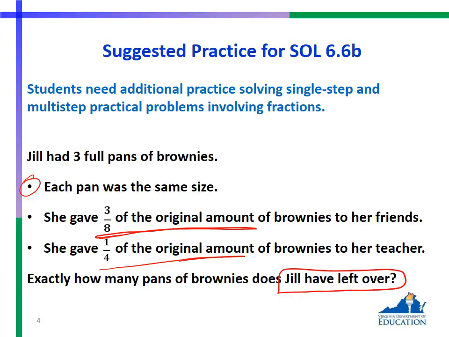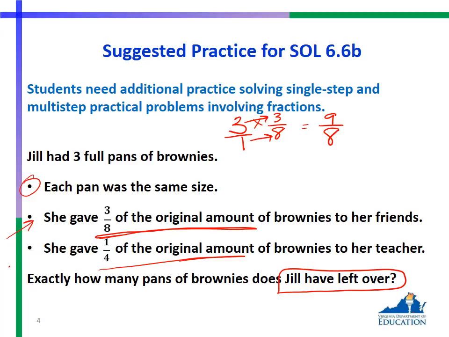So we have to figure out 3 different things here. Our first step is, how do we figure out 3/8 of the total? What we can do is take the 3 full pans of brownies and multiply that by 3/8. So 3 becomes 3 over 1 as an improper fraction, and then we multiply across. And so we can say that she has 9/8 that she's given to her friends. For the sake of this problem, let's go ahead and leave it as an improper fraction.